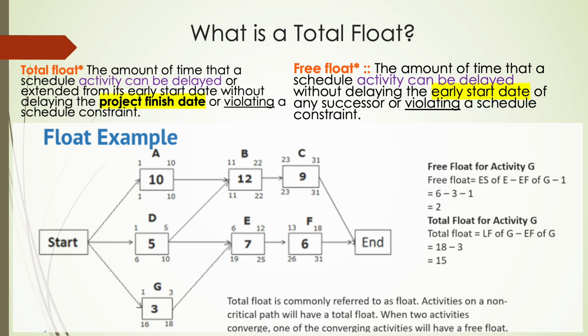Free float, on the other hand, measures how much an activity can be delayed without affecting the early start of any successor activities, offering a more local view of scheduling flexibility between directly linked tasks. In project scheduling, activities with zero total float typically form the critical path, meaning any delay in these activities will directly delay the project's end date.